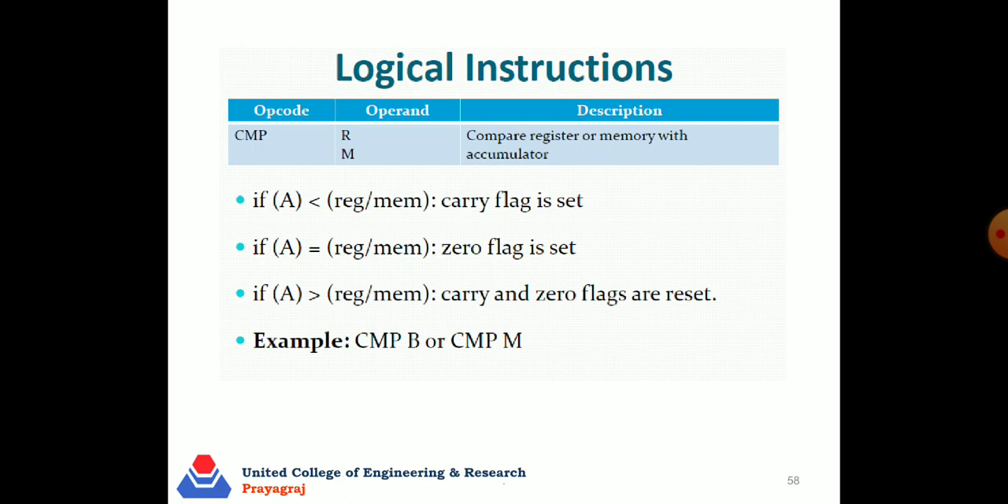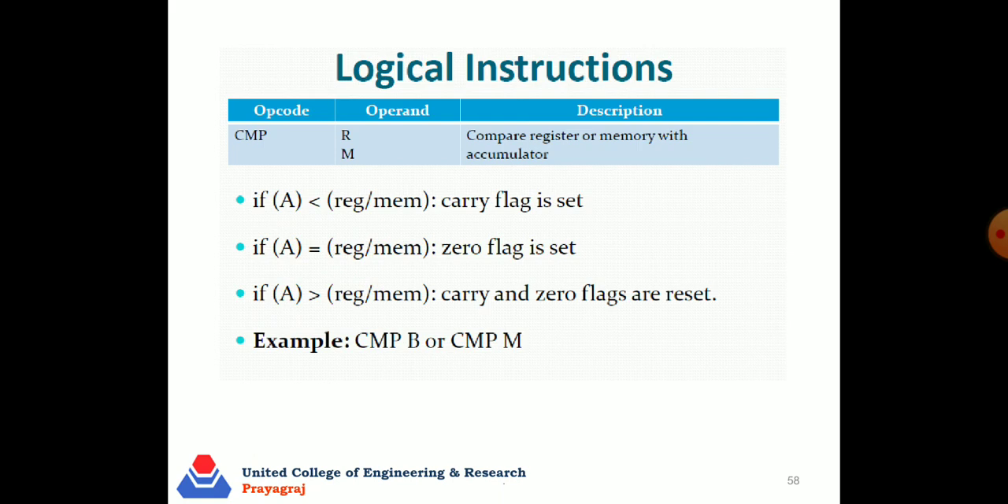Let's suppose we use the instruction CMP B. Compare B means A is compared with B. What is the meaning of A compared with B? Either A is less than B, or A is equal to B, or A is greater than B. There are only three options.